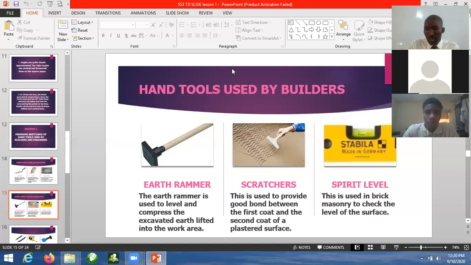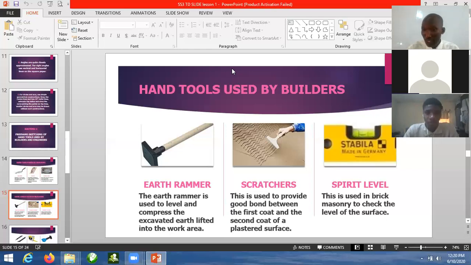Yes, sir. Now water will be poured on it, and the rammer is mechanically done. You'll be hitting, you'll be compressing that surface inside the room, so that the earth can be compressed to form a single unit before it is cemented. Do you understand what I'm saying at all?